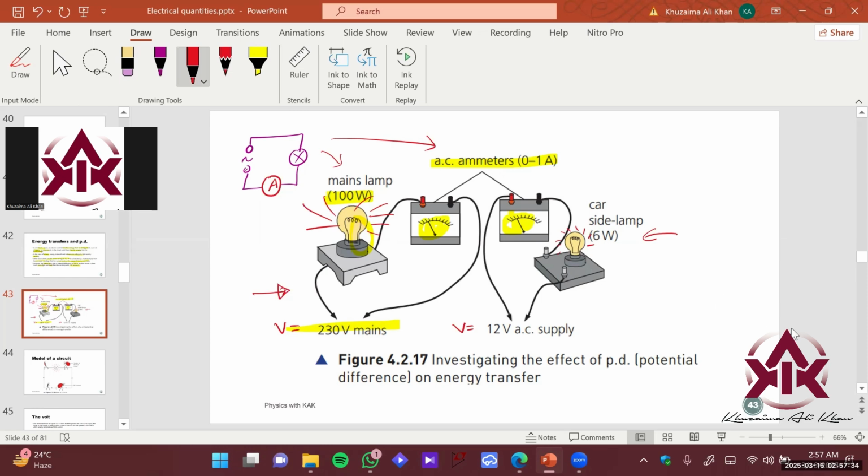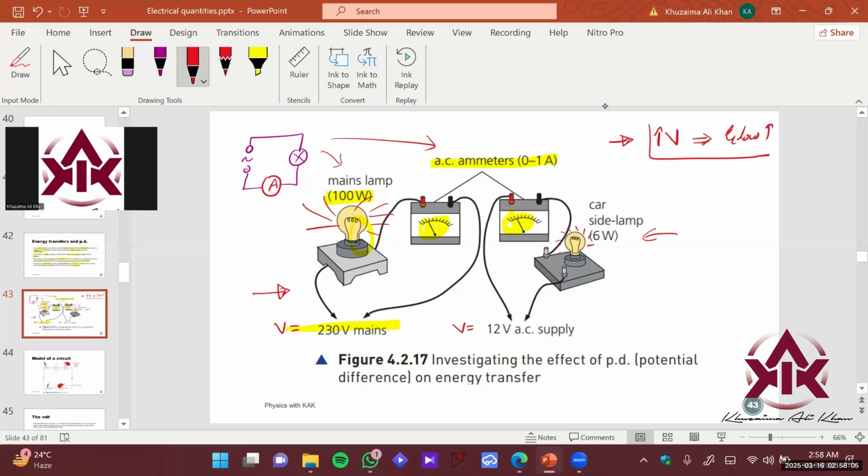We'll see why a high voltage supply has this effect. What you need to keep in mind is that if you have high voltage, that produces more light. Just keep it as brightness, or glow. So the glow level is increasing. We'll see this in a while.